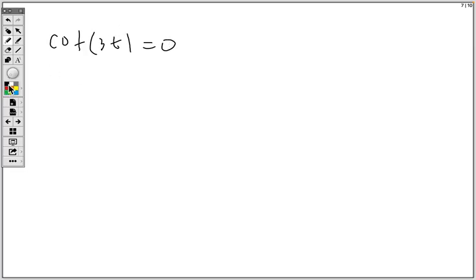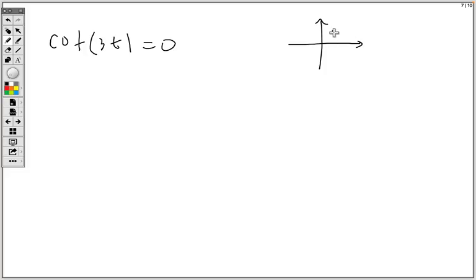Now, when it comes to tangents and cotangents, there's a couple things. One, a lot of times we try to convert this into tangents. The problem is if I try to convert this into tangents, I'd be taking the reciprocal of 0, which is undefined. So I have to remember where the cotangent of 0 is. So cotangent is 0.